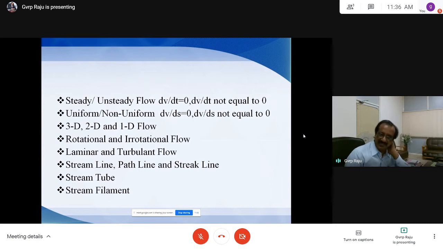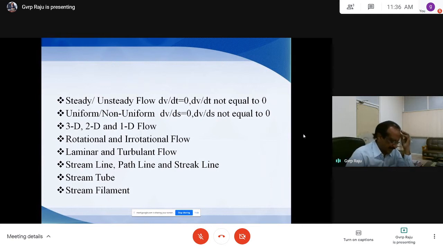For example, take unsteady non-uniform flow. The flow is not steady, the flow is not uniform. You can expect that when the flow through a pipe, the pipe is tapering, the diameter is not constant and the rate is also varying, the discharge is also varying. So that is unsteady non-uniform flow. These examples you need to remember and write, they are normally asked in objective questions.